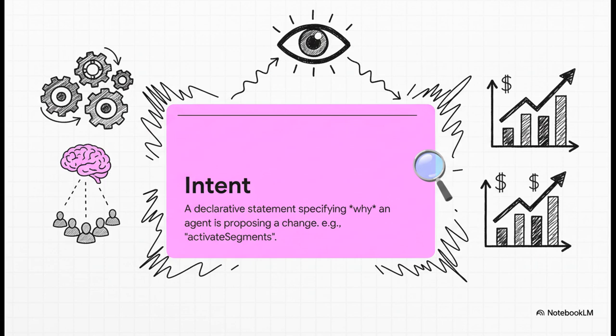Now, this might just be the most revolutionary part of all. Every single time an agent proposes a change, it doesn't just say what it wants to do, it has to declare its intent, basically the why behind its action. This creates a totally transparent system where the main platform running the auction knows exactly what every single agent is trying to accomplish. No more black boxes.